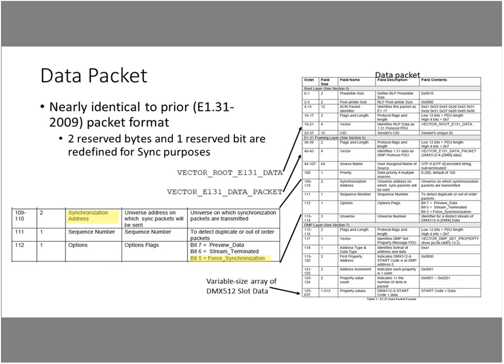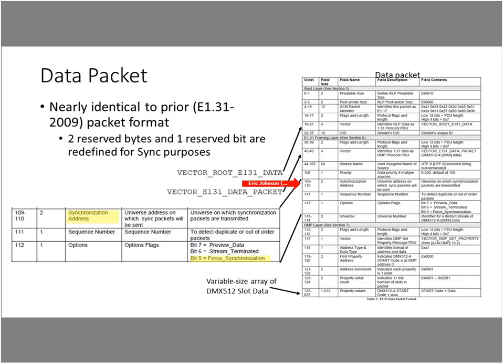So for the data packet, almost everything over here is the same, except for these two fields that we call out here. Previously, bytes 109 and 110 were reserved, and it basically said that they had to be sent as 0 and that receivers should ignore them. So we have repurposed those to determine the synchronization address. At one point it was called the synchronization group. It's basically what address this should sync to.